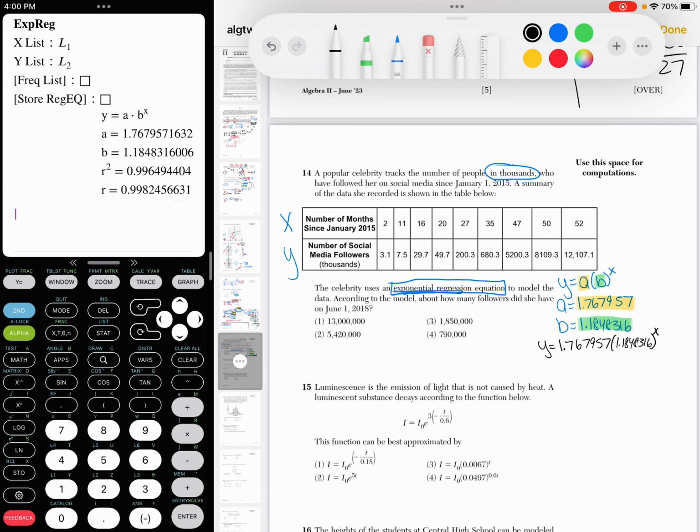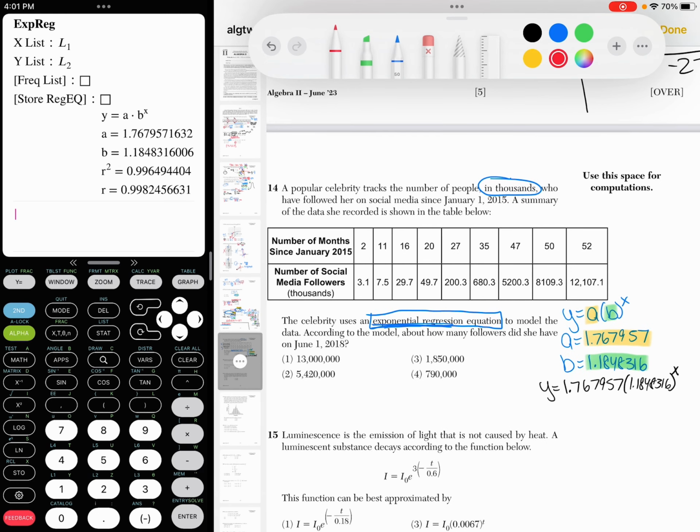Now it says using that model, so using that equation, how many followers did she have on June 1st, 2018? So this part is tricky. I'm going to be totally honest with you guys. I'm really bad at adding months together. Like I know I'm a math teacher, I should be good at it. I don't know why, I just struggle. So if I pause for a second, it's because I'm doing some math on my fingers. Don't judge me. Okay, so the X variable is the number of months since January 2015.